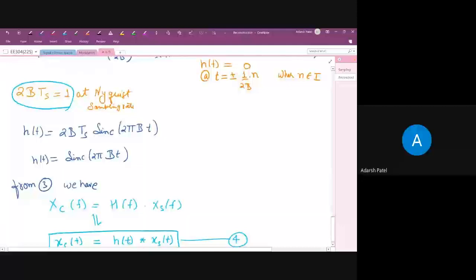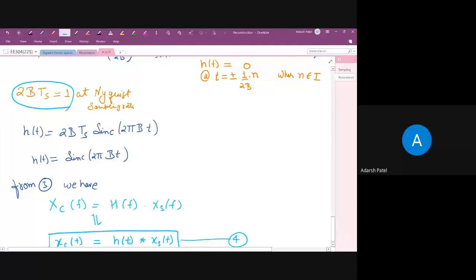So in that case, we get 2bTs equal to 1 as the Nyquist sampling rate, because we are doing the sampling at the Nyquist rate. If we were sampling at a higher rate, then 2bTs would be 1.5 or 2 or whatever. So this is just the rate at which we are doing the sampling. In that case, there will be a constant in here, nothing more than that.